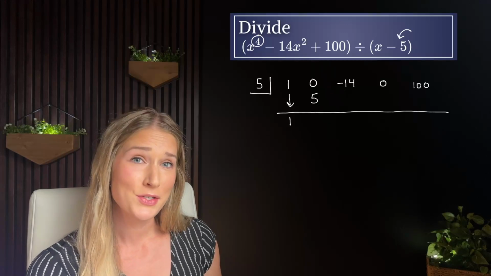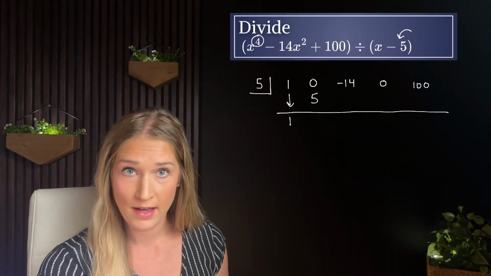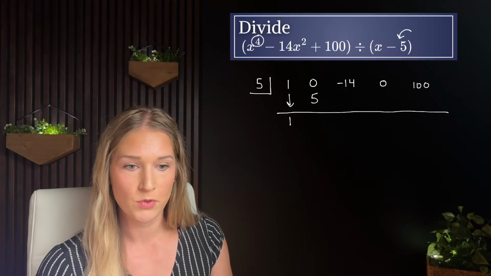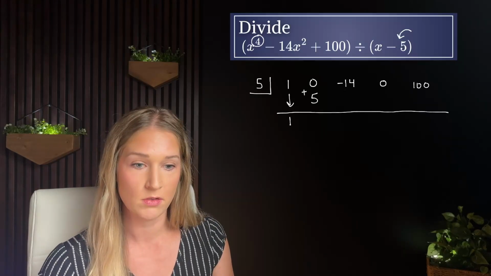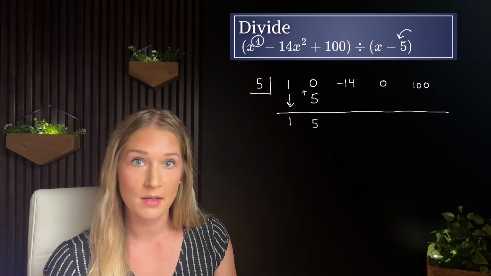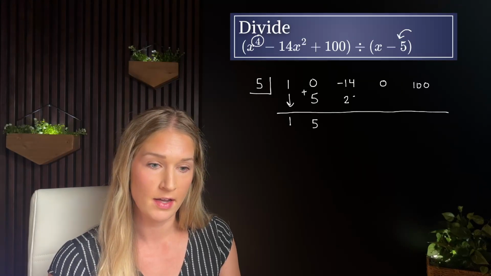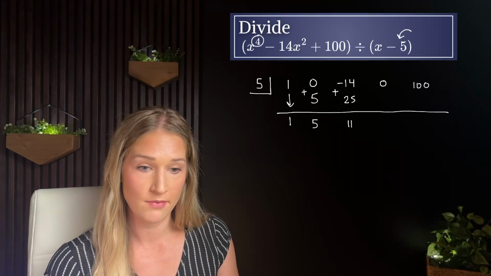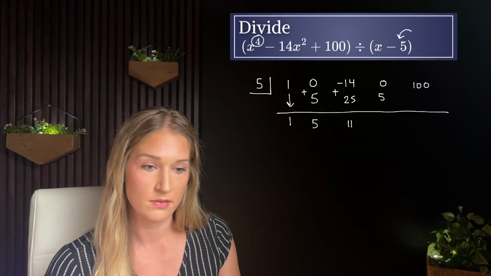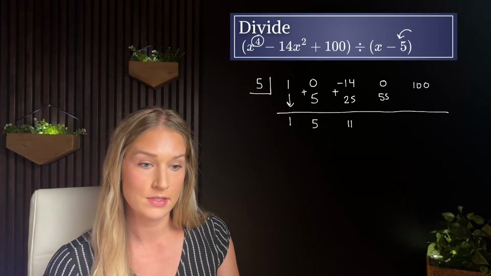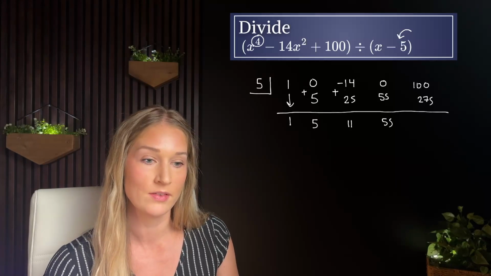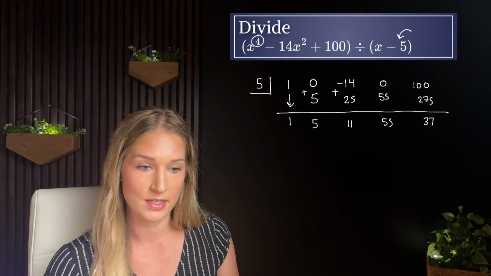And then because I took the opposite of my 5, we're not going to be subtracting, we're actually going to be adding here. So I'm going to be adding down, 0 plus 5 is 5, and then I multiply up to get 25. Then we add down, negative 14 and 25 give me 11, and then I multiply up to get 55. I add down to get 55, and I multiply up to get 275, add down to get 375.